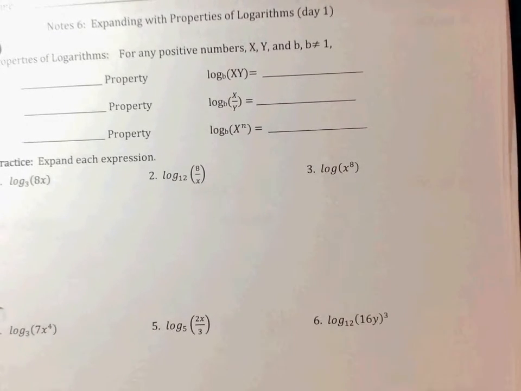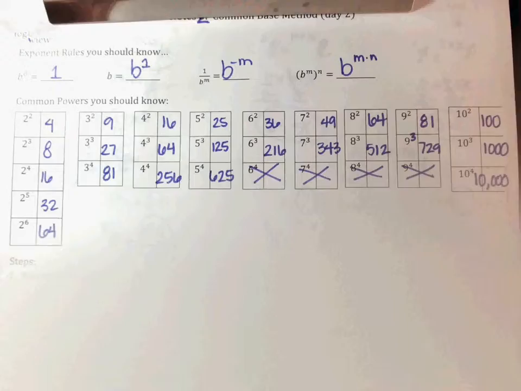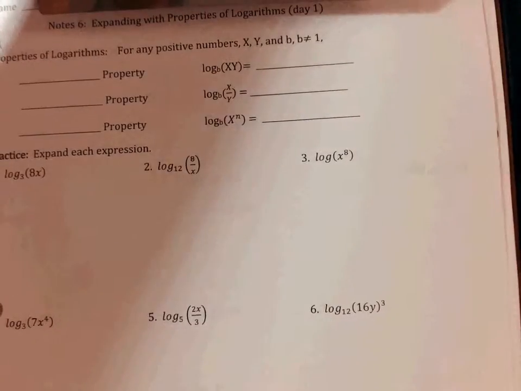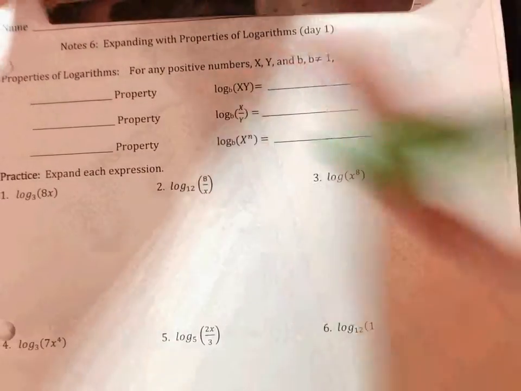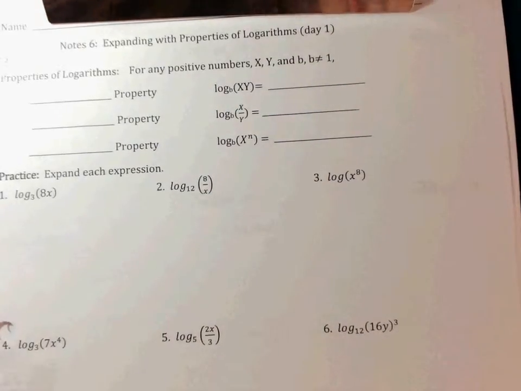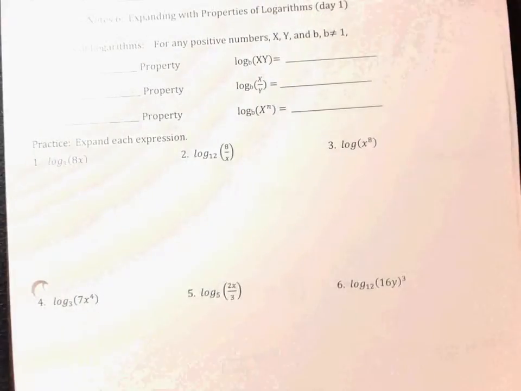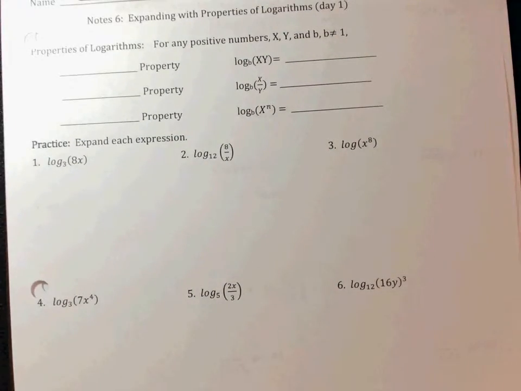Okay, so yesterday we learned the log loop, we learned how to solve. Today we're going to learn some properties of logs. They have some kind of weird properties. We're going to learn how to expand today and then how to simplify tomorrow. So if you look top left, the first one is the product property.